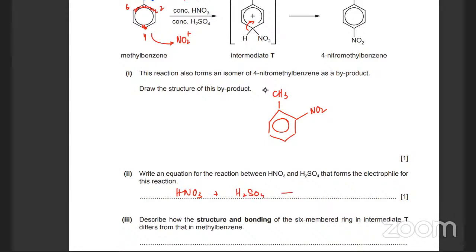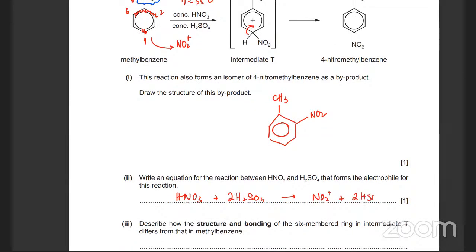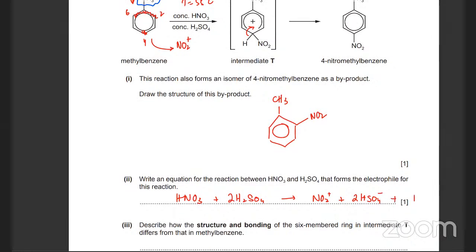And you also need to know the reaction of how the electrophile is created. It's going to be NO2 plus 1 that's going to be produced, and I think it's 2H2SO4. There's going to be 2HSO4 minus 1 ions, and not plus 1 ions, minus ions. And it's going to produce an H3O plus 1 ion.